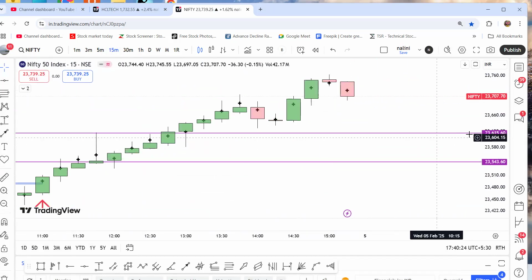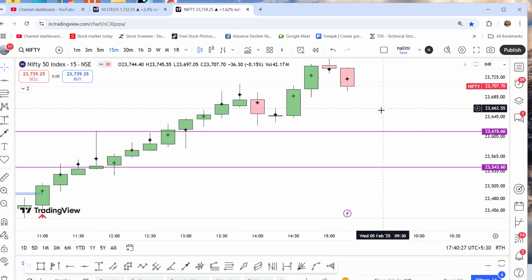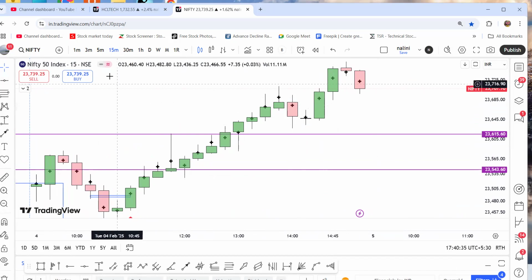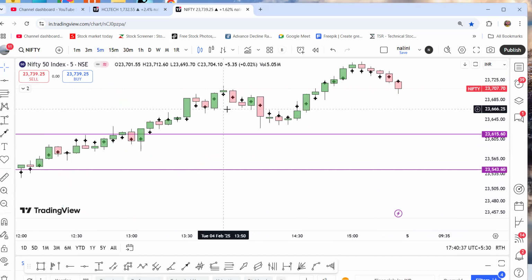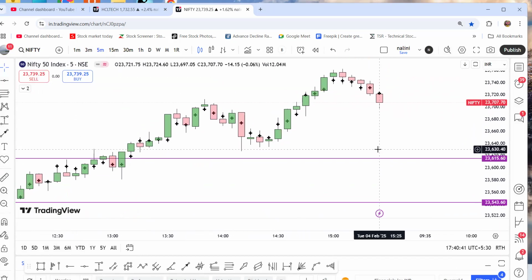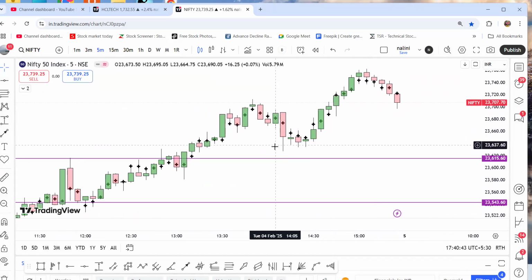Why? Market came down here. From here to here, there was a gap. So market came down. If I put the 5 minutes chart, here it came down and it filled the gap. These are all the bull gaps.